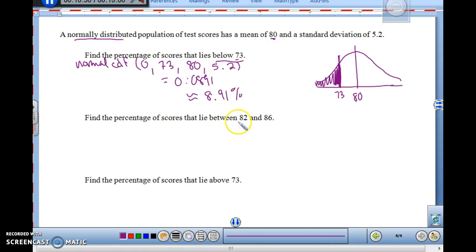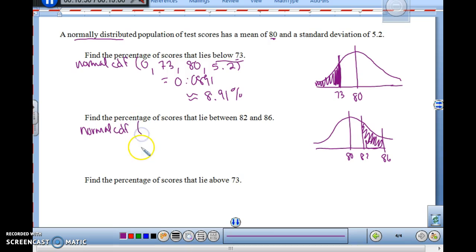Okay, so let's take a look at this one. Find the percentage of scores that lie between 82 and 86. All right, so when I do this one, here is my mean, 80. 82 is here. 86 is here. I'm looking for that area right there. Okay, so when I do my normal CDF, what would be my lower? All right, my lower would be 82. My upper would be 86, because I'm looking from here to here. My mean is still 80, and my standard deviation is still 5.2.